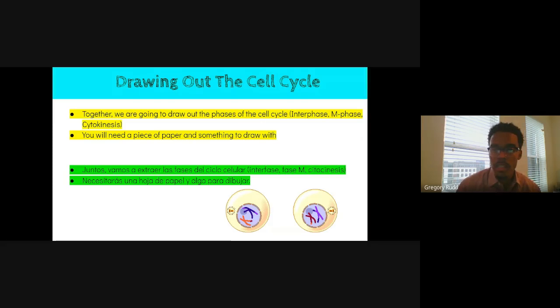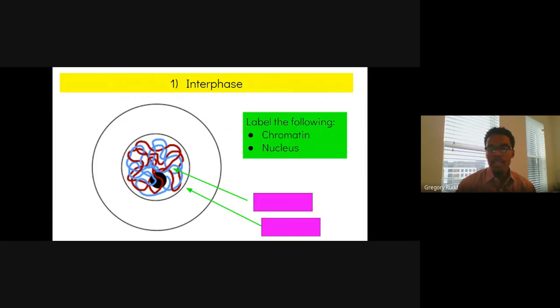We've got 22 minutes to get through 6 phases, because we've got interphase, then we've got the 4 steps of M phase, and then we've got cytokinesis. So that means about 3 minutes on each picture. All right, so let's go ahead and get started. Interphase.